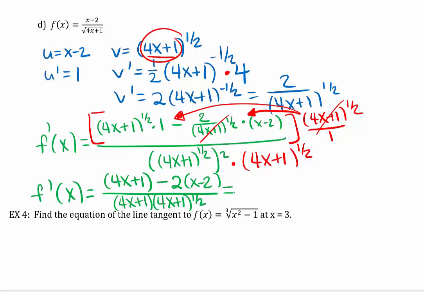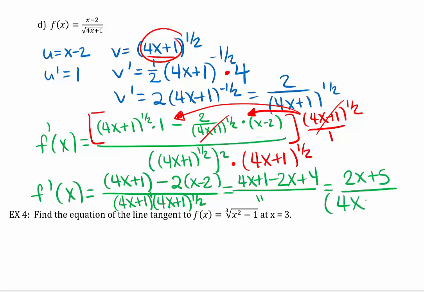So I'm going to combine like terms in the numerator. I get rid of parentheses, distribute the -2, and if I combine like terms, that gives me 2x+5. And then in the denominator, I think I am going to add the exponents there. I have (4x+1)^1 times (4x+1)^(1/2). If I add the exponents, that gives me (4x+1)^(3/2). And so there's my answer in a simplified form.